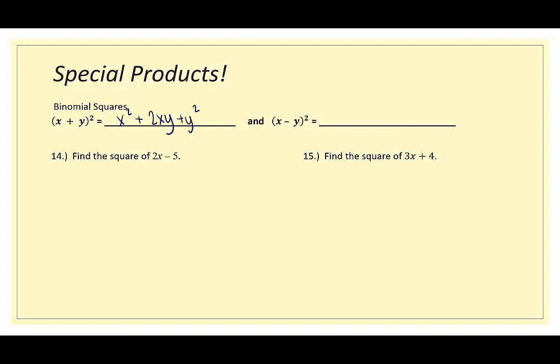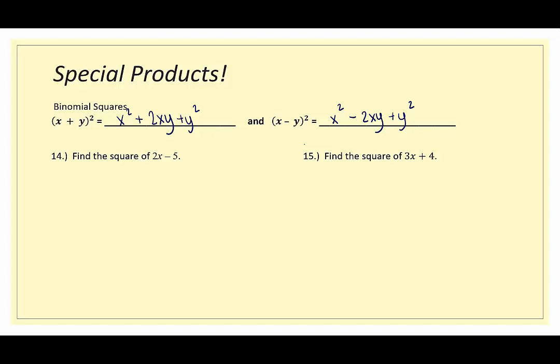If the binomial has subtraction in it, it's the same thing. We square the first term, we take the two terms and multiply them, but here we have x times negative y, which would be negative xy, double it, which gives us minus 2xy, and then we square the last term, negative y, that thing squared, would become a plus y².